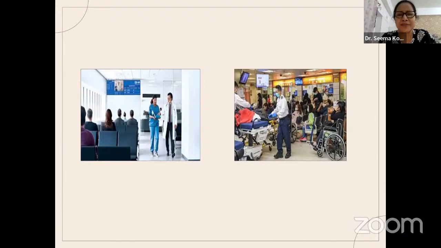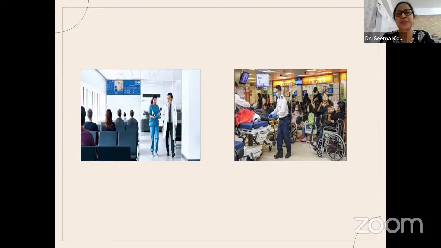Here you can see two pictures. This is a very familiar situation. It's a waiting area of a hospital. On the left, you can see an area that is kept very nicely and properly done. People are sitting nicely, and it looks like a very disciplined area. Towards the right, you can see wheelchairs, a bed, and people sitting. It's all crowded.